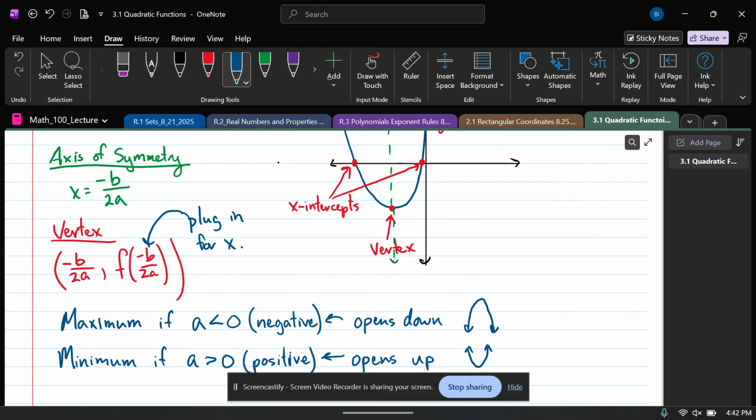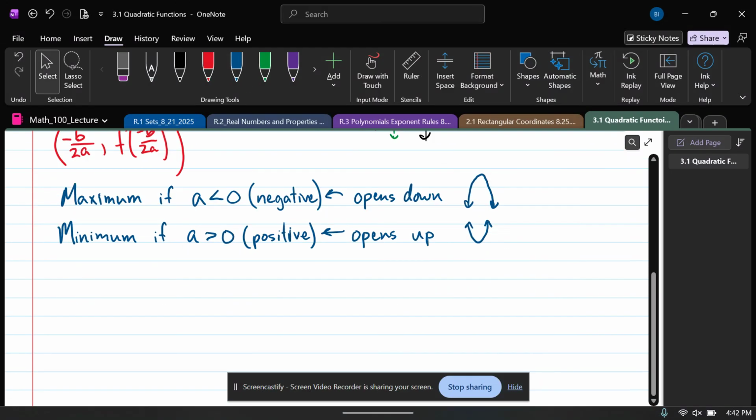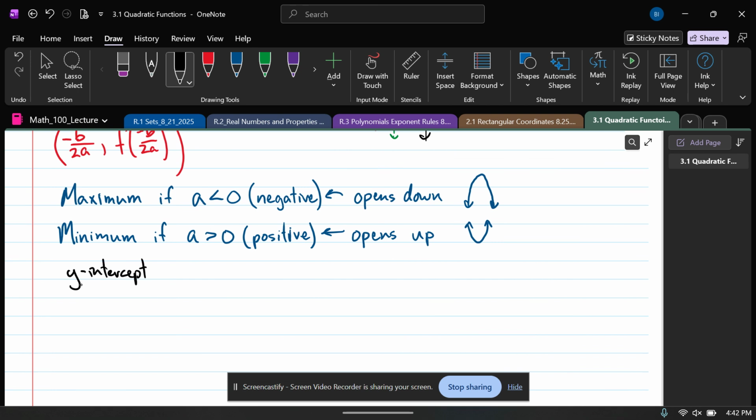to get the intercepts. So we're going to get the y-intercept. So to find the y-intercept on any equation that you have, we're going to plug in 0 for x. That's what that means. So this is plug in 0 for x.